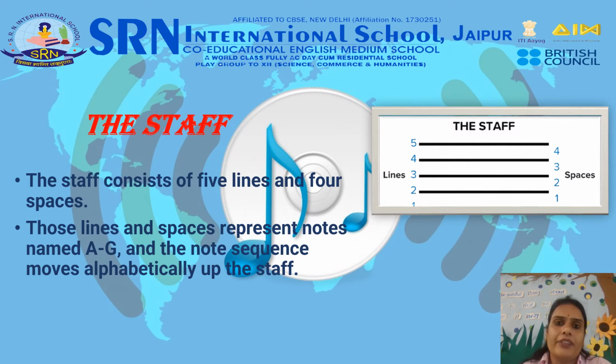The staff. The staff consists of 5 lines and 4 spaces. Each of those lines and each of those spaces represent a different letter, which in turn represents a note. Those lines and spaces represent notes named A to G, and the note sequence moves alphabetically up the staff.